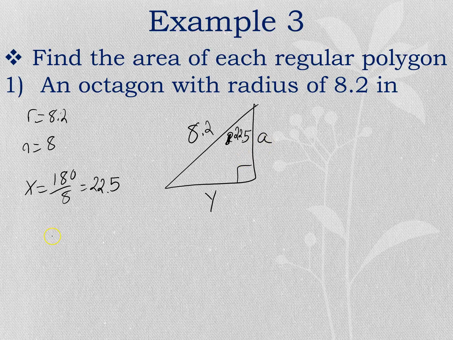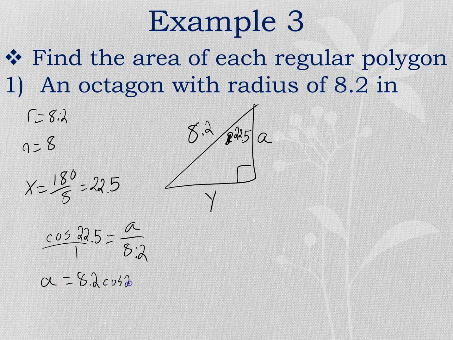A is the adjacent, so cosine of the angle equals our apothem over our hypotenuse. When I cross multiply, A equals 8.2 cosine of the angle 22.5. When you work that out, you're going to find A is 7.576. And again, make sure you store that one exactly. We have to solve for y now.